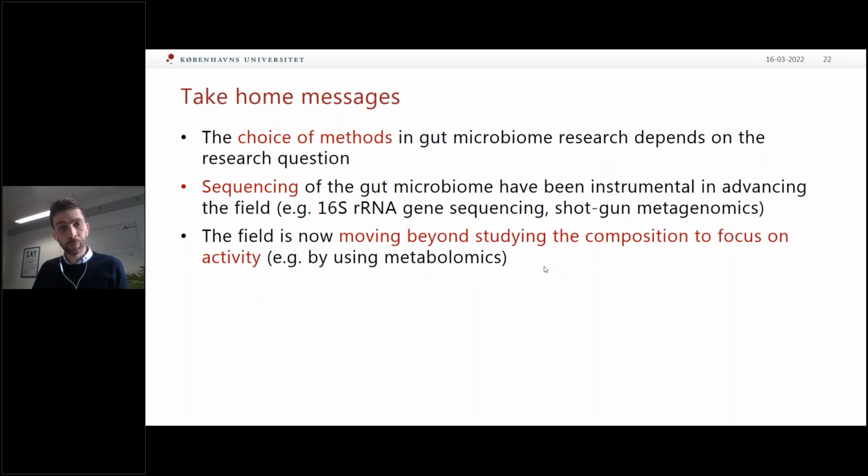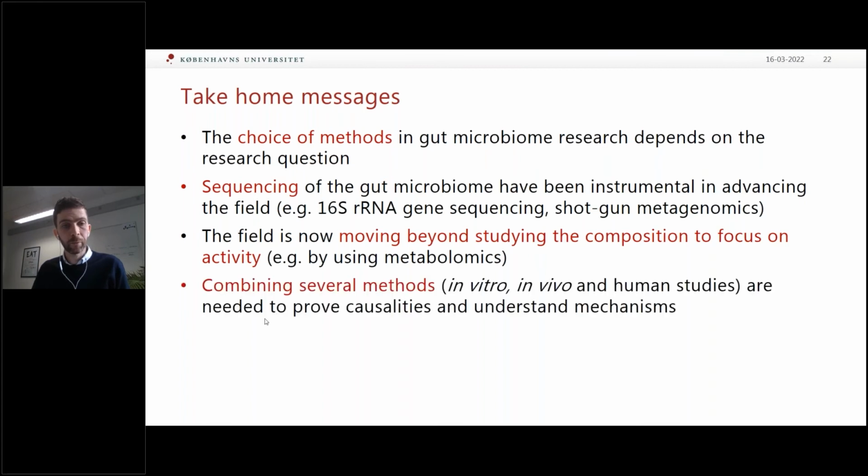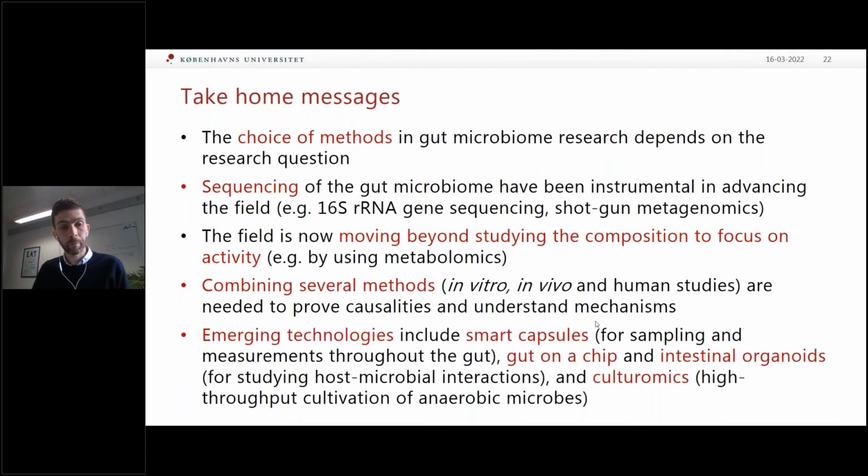But now the field is moving beyond studying the composition to focus more on the activity, for example, by metabolomics. In the end, we'll need to combine several methods: in vitro, in vivo, and human studies to advance the field and prove the causalities and understand the mechanisms.